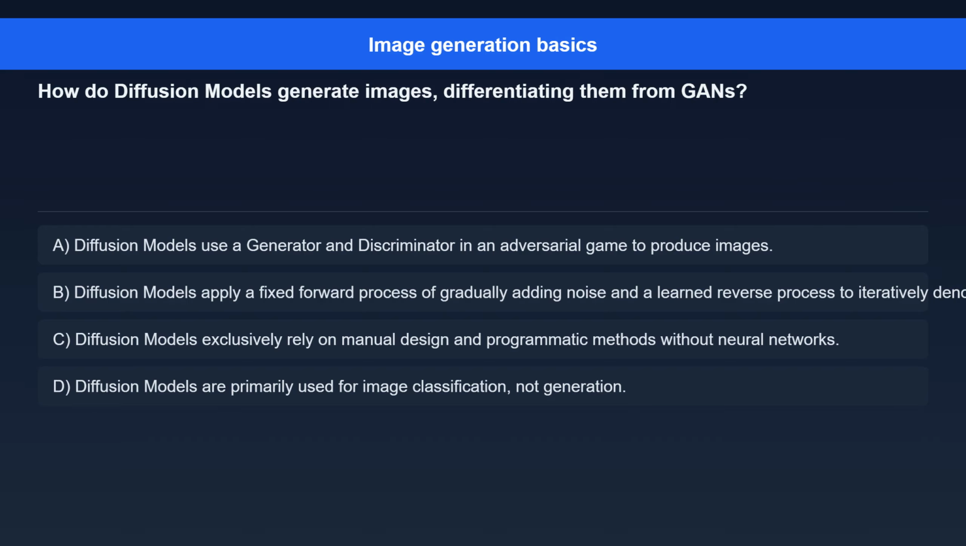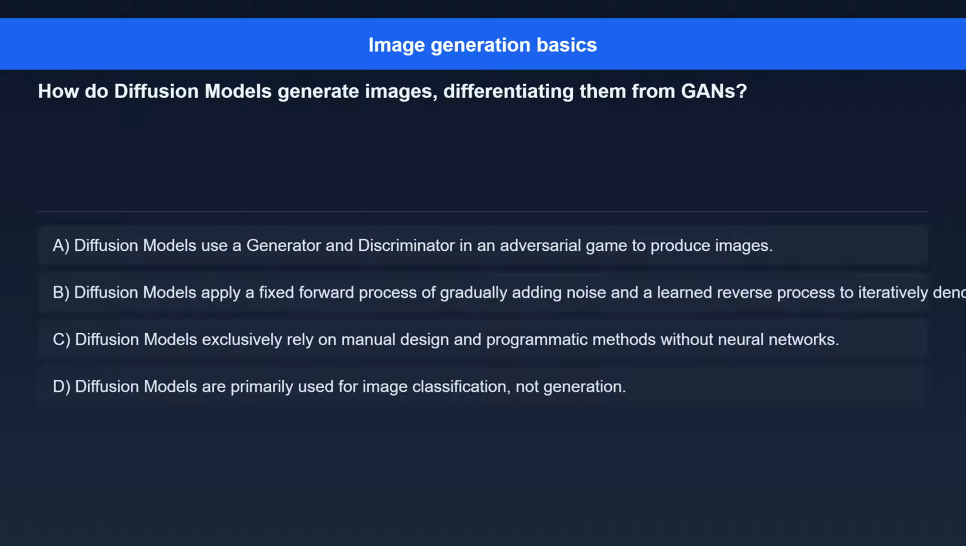Question 2. How do diffusion models generate images, differentiating them from GANs? Option A. Diffusion models use a generator and discriminator in an adversarial game to produce images. Option B. Diffusion models apply a fixed forward process of gradually adding noise and a learned reverse process to iteratively denoise random noise into a coherent image.